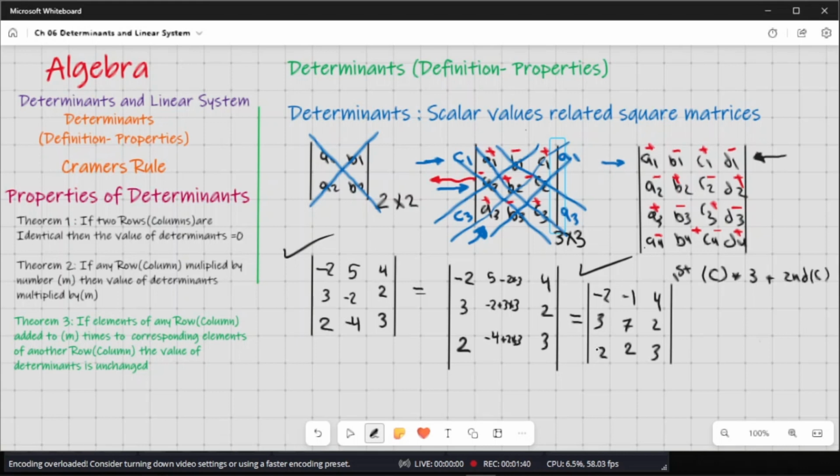Okay, so these are the most important theorems of properties of determinants. Okay, and the most important one is the third one. Okay, let's clear that and start with our example.